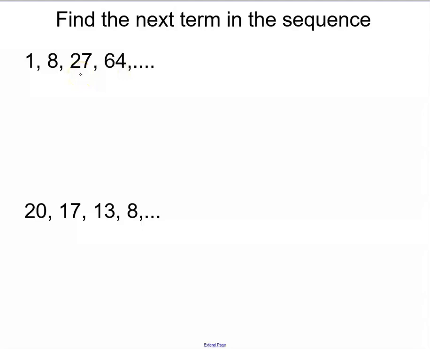So then we can look at multiplying. To get from 1 to 8, we have to multiply by 8. To get from 8 to 27, we actually have to multiply by 27/8. And then 27 to 64 would be 64/27 that we'd have to multiply by, and there's not really a pattern in that. So those are the two patterns I would look for first.